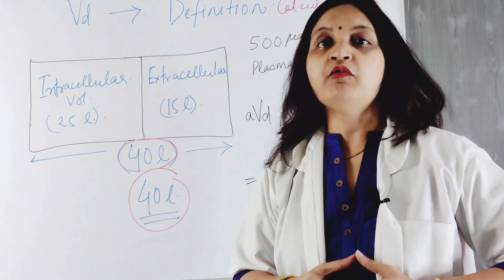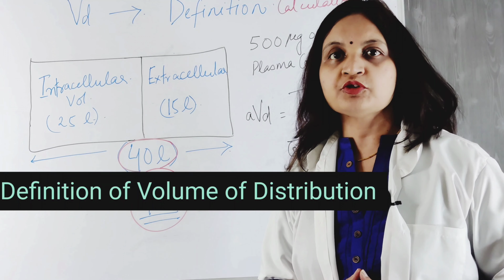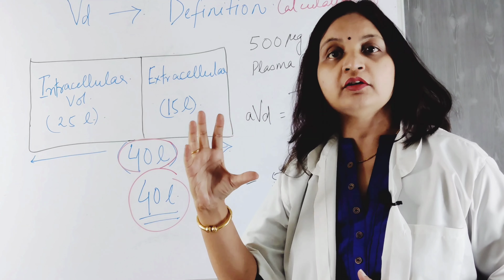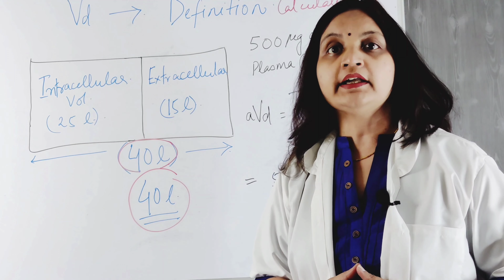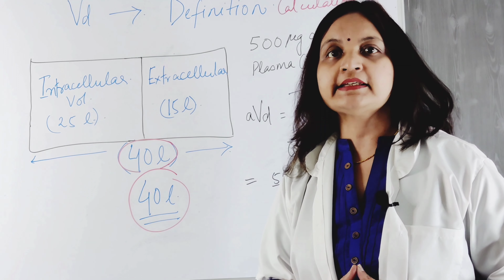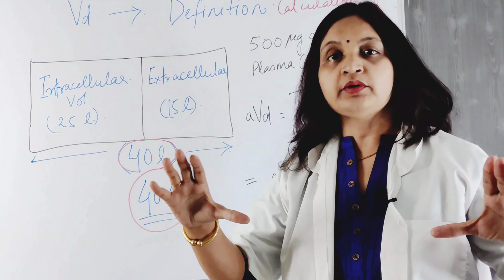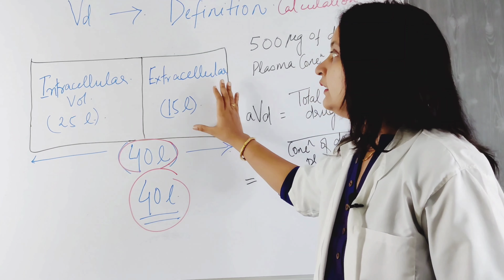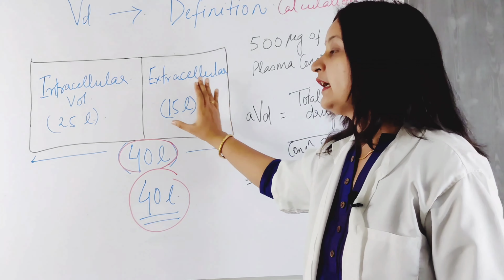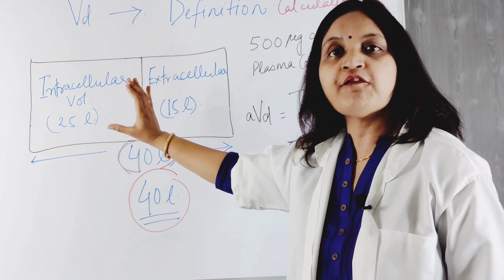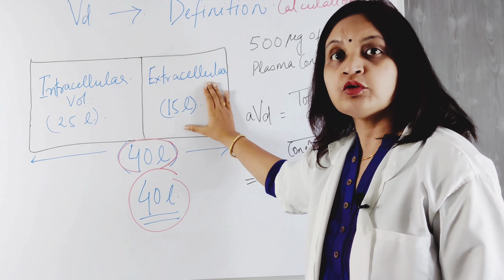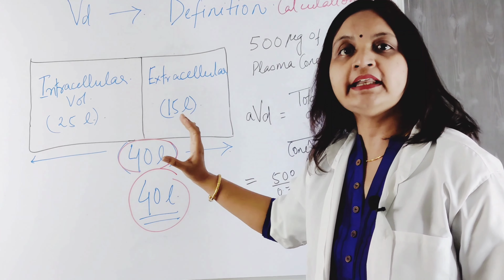So how do we define volume of distribution? Volume of distribution can be defined as the fluid volume that will be required to contain the total amount of absorbed drug in the body so as to attain a uniform plasma concentration equivalent to that of the plasma at steady state. The drug gets distributed into various body compartments that consist of an intracellular compartment and an extracellular compartment. The capacity of the intracellular compartment is 25 liters and the capacity of the extracellular compartment is 15 liters. So the total body water volume is 40 liters.